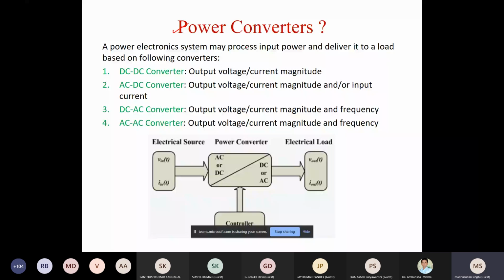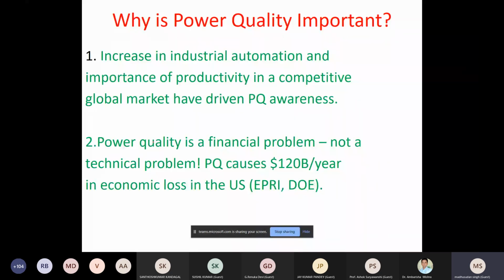If the input is DC and you want a variable DC, it could be a DC to DC converter, right? Input is AC, you want DC, we call it rectifier. You have input DC, you get AC output, this is the job of inverters. And AC to AC converters are also called nowadays matrix converters. And earlier we had similar devices we used to call cycloconverter, AC voltage regulator, and all. Right now, this is just the same thing.